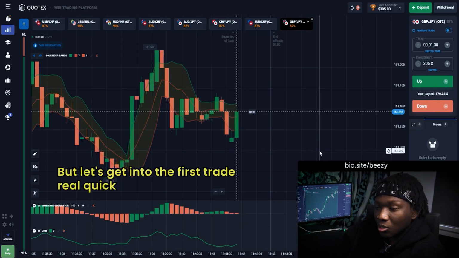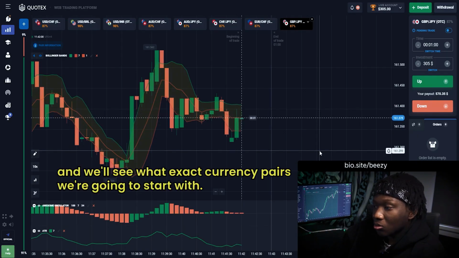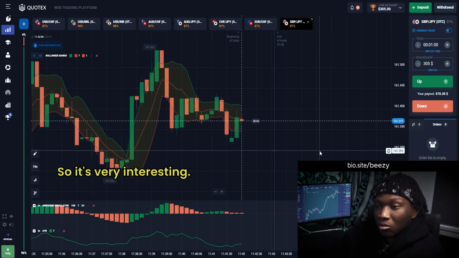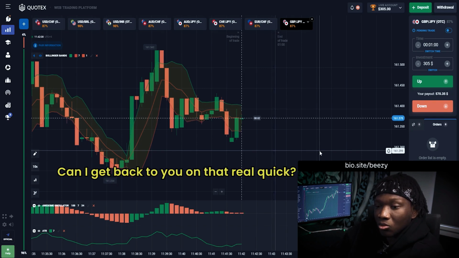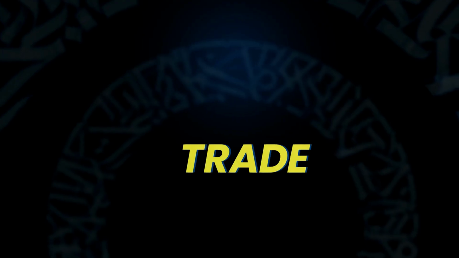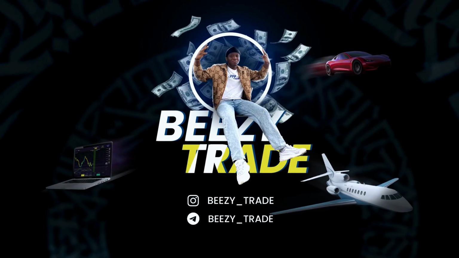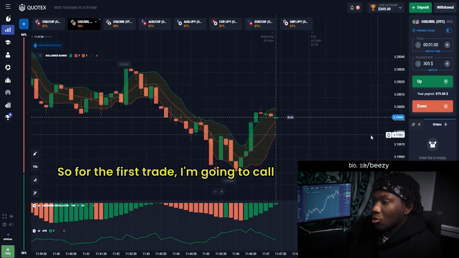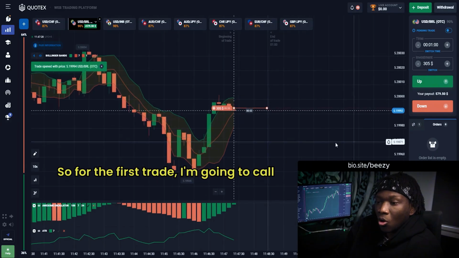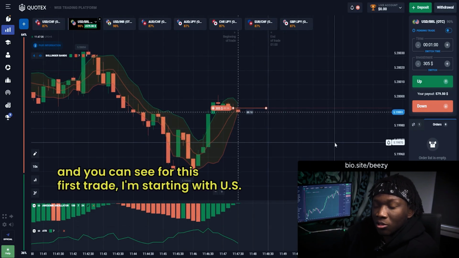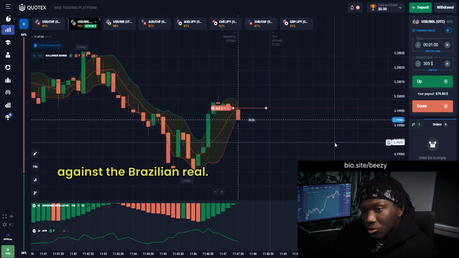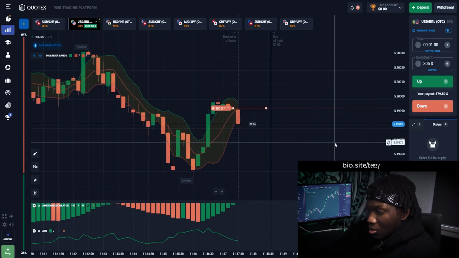But let's get into the first trade real quick, and we'll see what exact currency pairs we're going to start with. So it's very interesting. I'm going to get back to you on that real quick. So for the first trade, I'm going to call. And if you can see, for this first trade, I'm starting with USD against the Brazilian real.